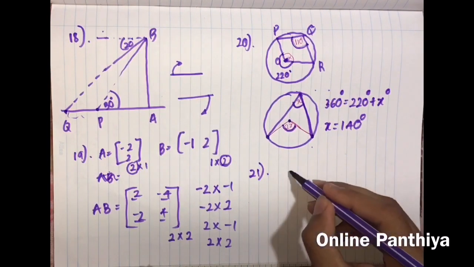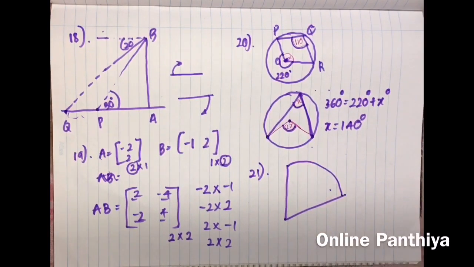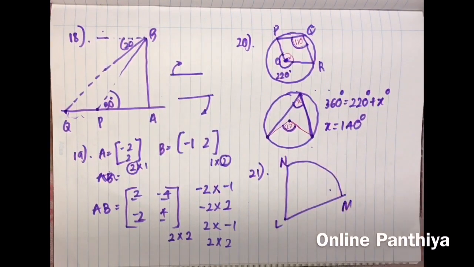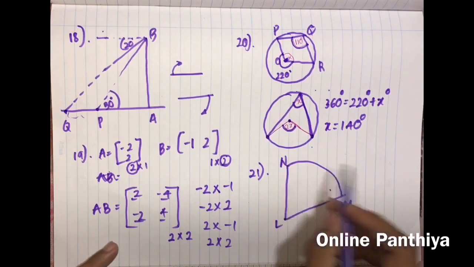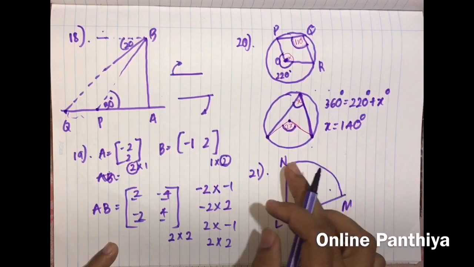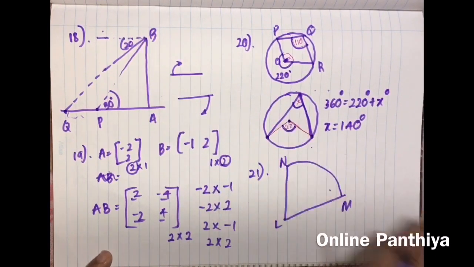yeah, a part of a sector is given. This is L and this is N and M. Draw a sketch of the construction lines that are necessary to find the point on the arc MN which is at an equal distance from the line LM and LN. This is a small construction. You should find a point on this NM line such that it has equal distance towards this line and towards this line. That means you have to bisect this angle.